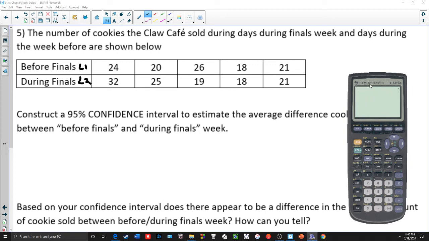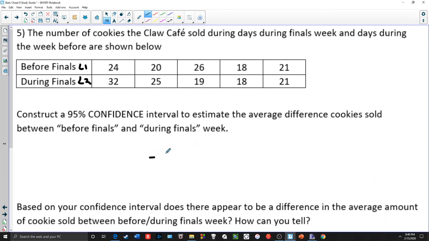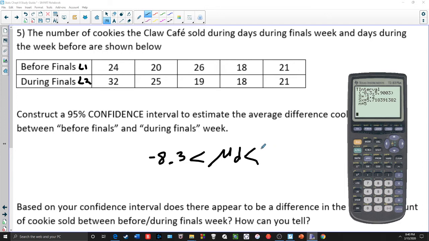and we're going to pop up two numbers here in just a moment. The smaller number is our lower bound. The higher number is our upper bound. So our bounds here are negative 8.3 and 5.9. So negative 8.3 is less than the average difference, so mu d, which is less than 5.9.